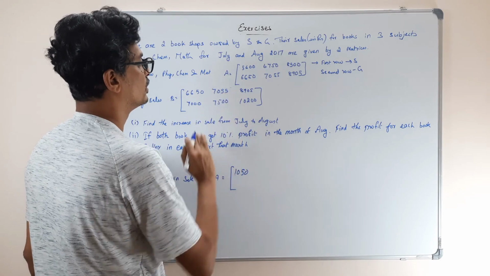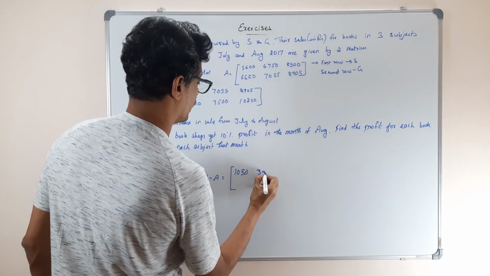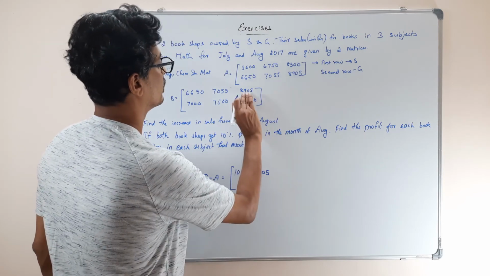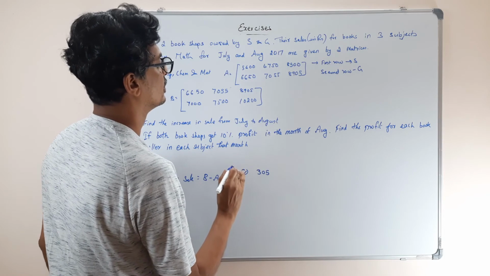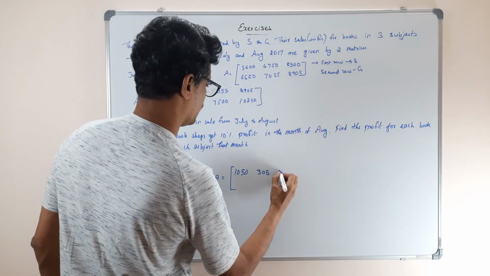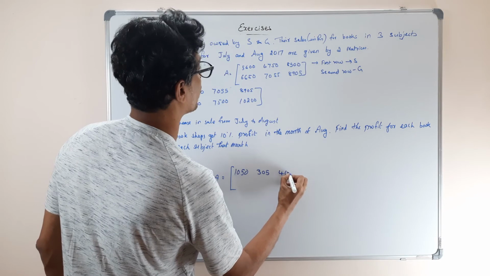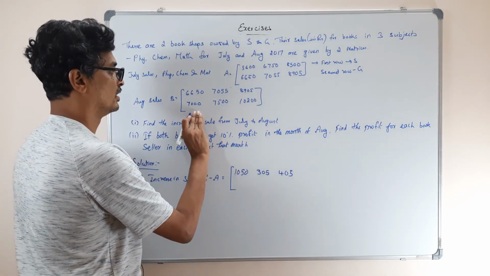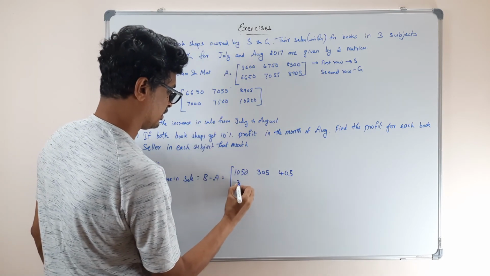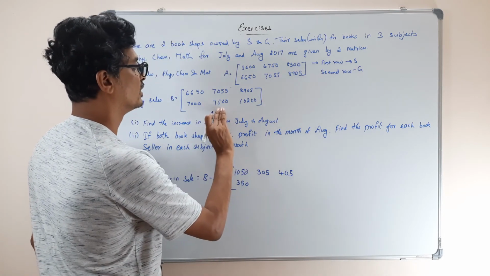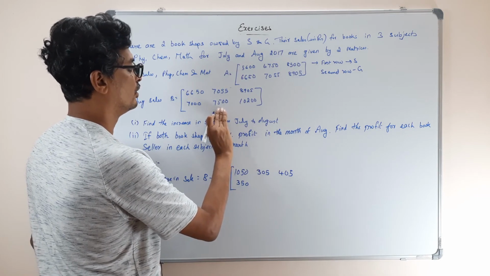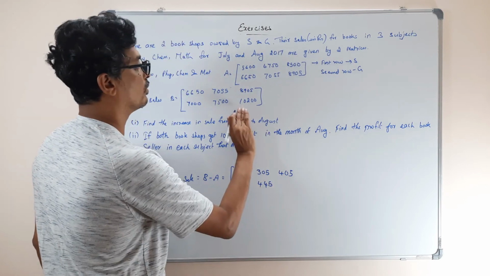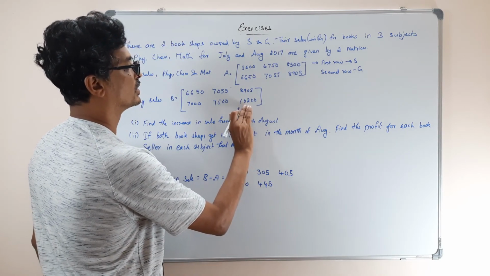And what about this one? 305. Oh, only that much physics books are sold. So sad. What about this? 405. Oh, physics is sold very little. What about this? 350. And this? 445. Don't take me wrong, I'm not checking. What about this?